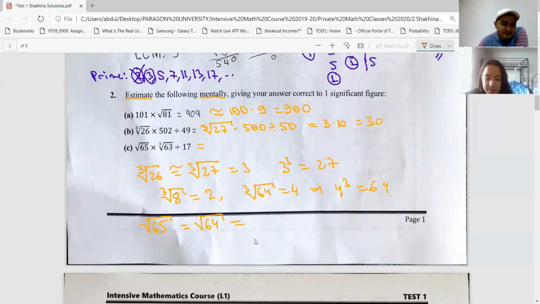32, 8. Oh yeah, I was dividing by 2. Yeah, 8 squared means 8 times 8, that's equal to 64.